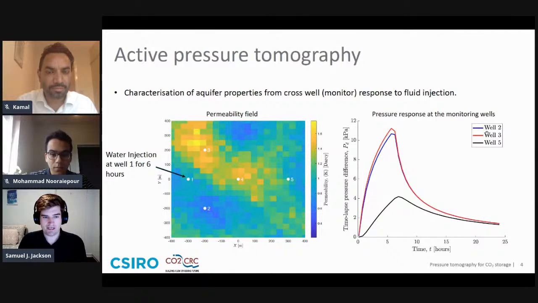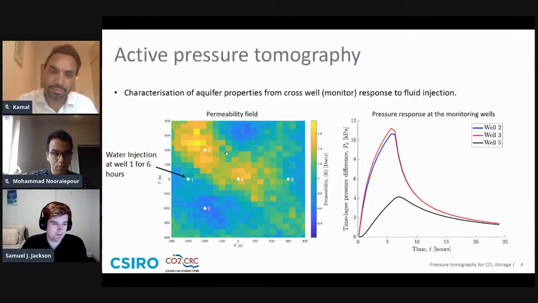If you monitor that pressure at the other wells, so you see at well 2 and well 3 here, you see the pressure at well 3 after 6 hours is higher in magnitude than at well 2 because of this high permeability region. If you look at well 5, you see the pressure is delayed, the actual response time and the travel time, because it's going all the way through the aquifer here, 600 meters. And then the actual magnitude of it is also reduced. So these pressure responses tell you something about that field and the permeability distribution in this case.